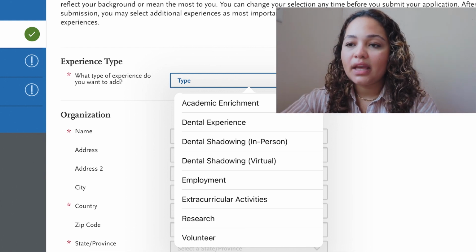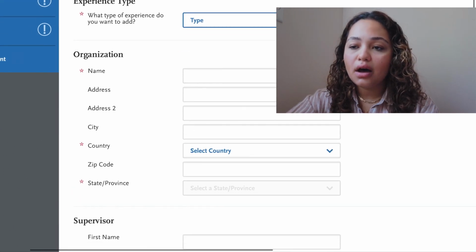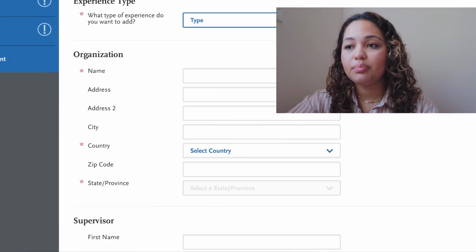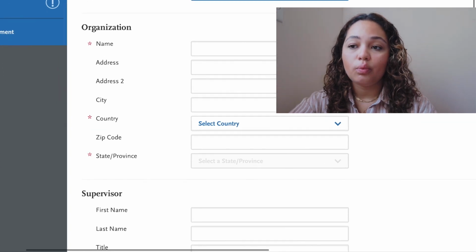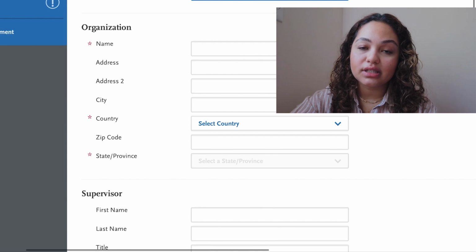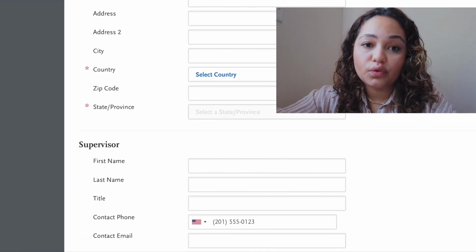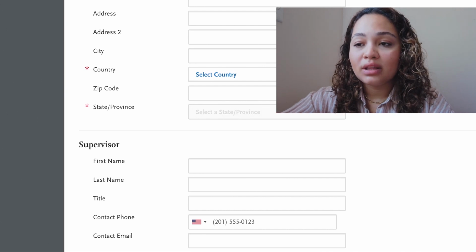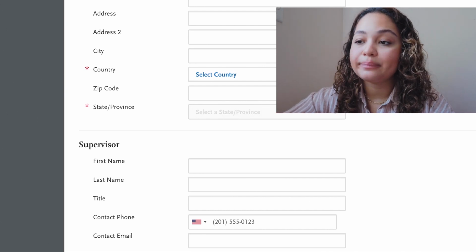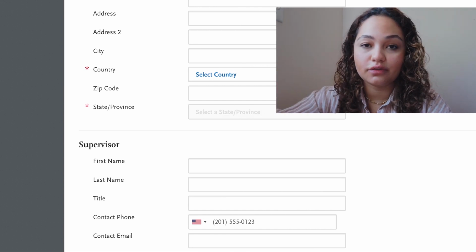So now, here is where you fill out the contact information of the organization. So where you would put the name of the organization, where it's located. You don't have to have a full address. Sometimes there are no full addresses. Obviously, if you did something like virtual shadowing, it's up to you if you want to put an address. But the one thing that is non-negotiable is your contact info for whoever can confirm that you actually did this.